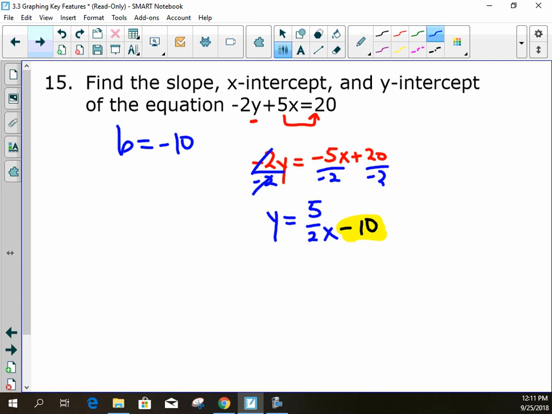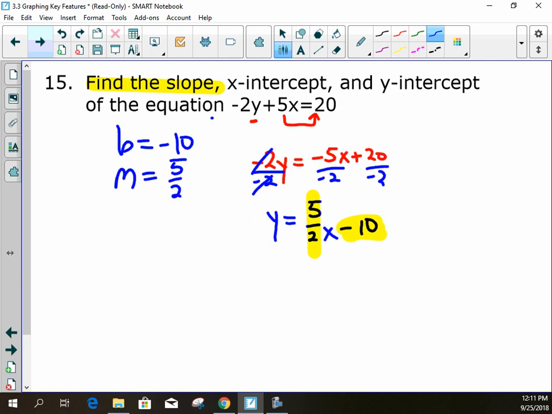Now, I also need my slope, don't I? So, ladies and gentlemen, what's my slope here? 5 over 2. That's the number next to your x. So now, what am I missing? My x-intercept. How do I find my x-intercept?